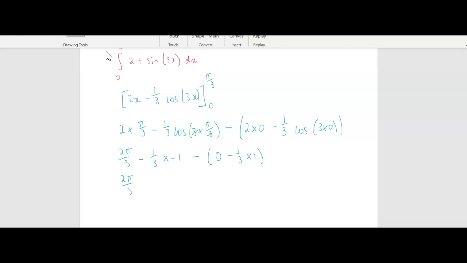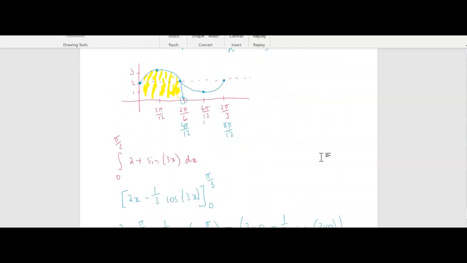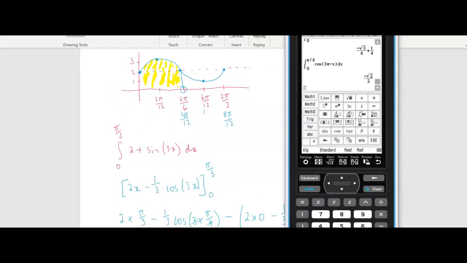So 2 pi on 3 plus 1/3. We've got 2 negatives here, this negative and this negative, so it turns it into a positive. And then we've got minus 0 minus 1/3 times 1, which is 1/3. So we're going to have 2 pi on 3 plus 2 on 3, which gives us 2 pi plus 2 on 3. All right, so just quickly doing it in the calculator.